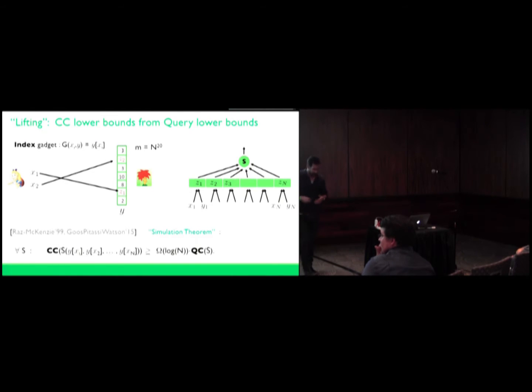Okay? And a beautiful result of Raz and McKenzie from '99 that was extended last year to a more general setting. They proved that for any search problem S, the deterministic communication complexity of solving the distributed version of S under the index gadget remains essentially as hard as the query complexity. So Alice and Bob cannot cheat. They cannot beat the trivial simulation. And indeed, the other direction is simple because they can always simulate any decision tree. Okay, so the only problem with this theorem is, of course, that if you take an arbitrary search problem S and you lift it using the index gadget, what do you get? You get some artificial problem. You get some weird problem.